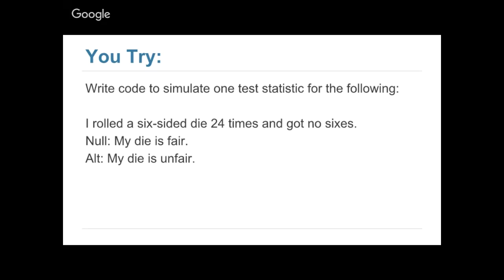How many of you guys are done writing your code? Okay, let's do 1 more minute.